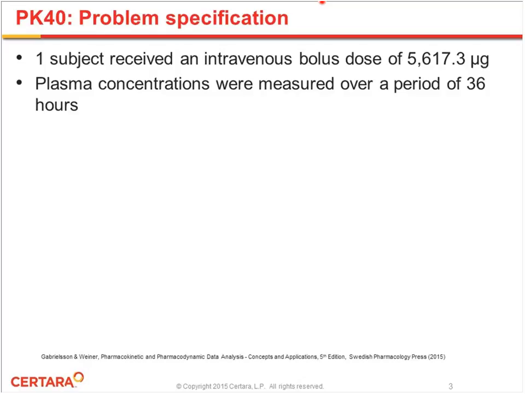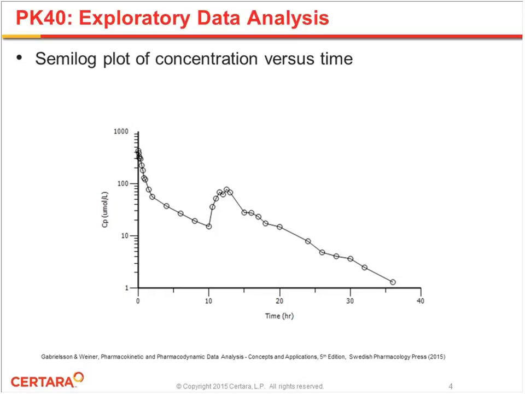As usual, we start with an exploratory data analysis. So you see here the plot of concentration versus time. What's typical of an enterohepatic recirculation type of process is this multiple peak occurring. We get here the decrease from the intravenous bolus dose, and then after a certain time, we can see another increase and a new peak appearing in the curve.